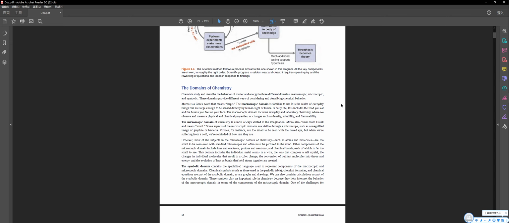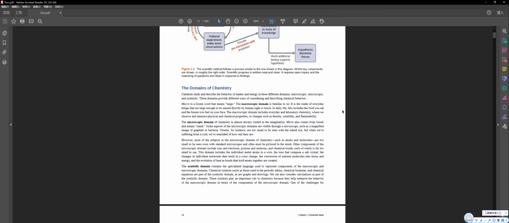The domain of chemistry. Chemists study and describe the behavior of matter and energy in 3 different domains: microscopic, macroscopic, and symbolic. This domain provides different ways of considering and describing chemical behavior. Macro is a Greek word that means large. The macroscopic domain is familiar to us.